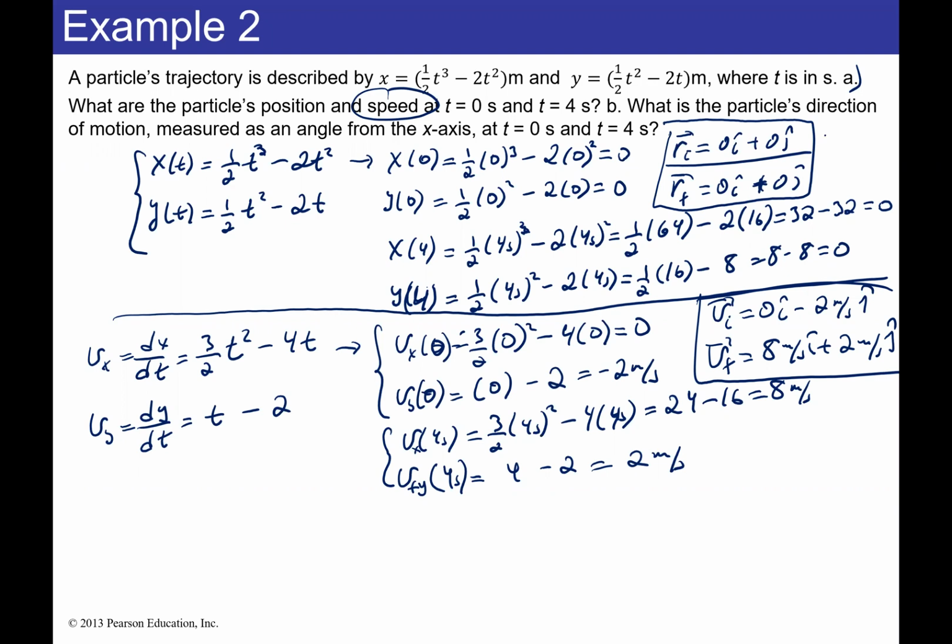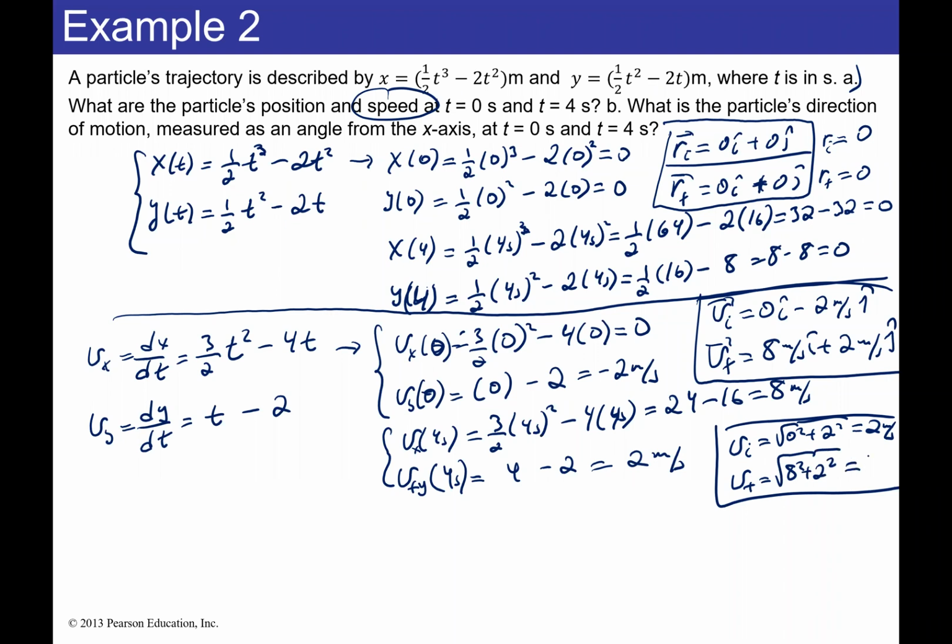Now, if I'm calculating the magnitude of the position, I'm going to get 0 initially, and final is also 0. But remember it's asking for speed, so I need to know the speed initially, which is the square root of 0 squared plus 2 squared, so I get 2 meters per second. The speed at the final position will be the square root of 8 squared plus 2 squared. Calculating that, I should get 8.3 meters per second. Those are the speeds.